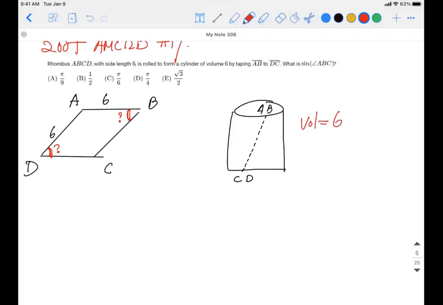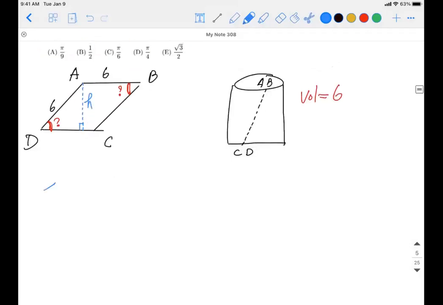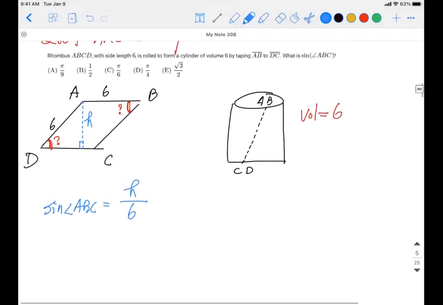So by definition, if I like to calculate the value for sine ABC or ADC, what I have to do is go for H, right? This is very intuitive. So sine ABC is equal to H over 6, right? As long as you get a value for H and plug it into this formula, you'll be able to get a value for sine as well. Who can tell me, how can I get a value for H?